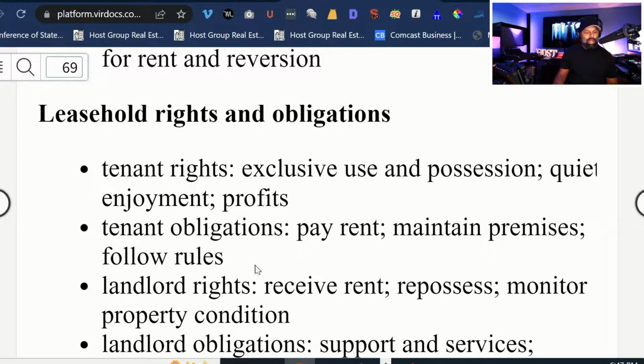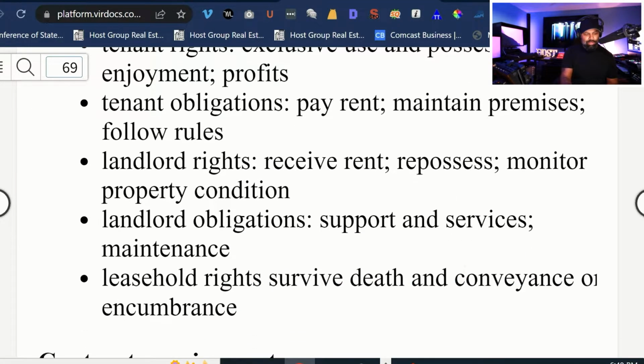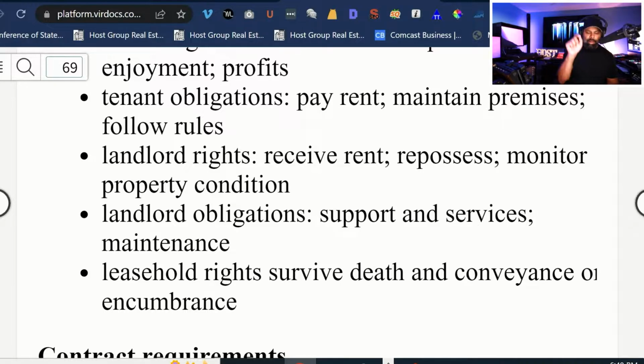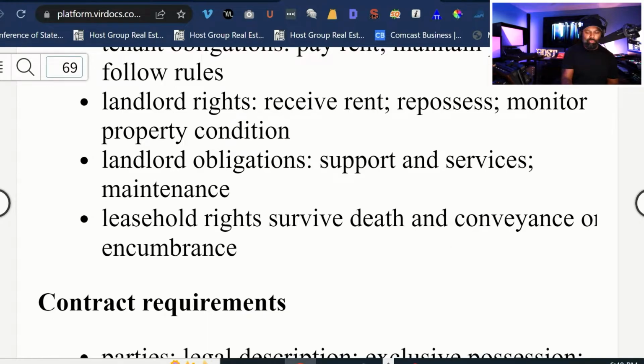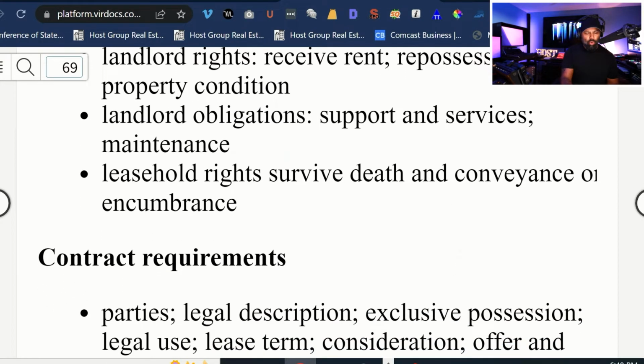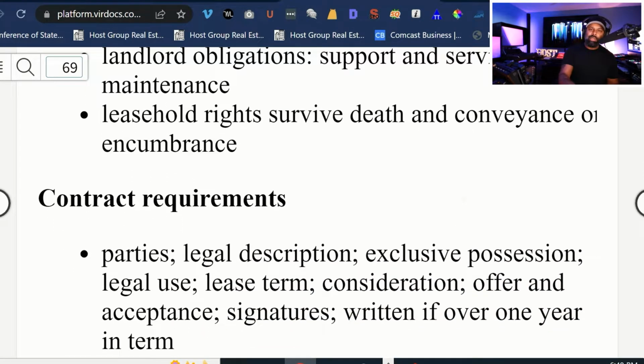The landlord rights and obligations. So the leasehold rights and obligations: the tenant has exclusive use and possession, quiet enjoyment, and the ability to profit from the property. Tenant obligations: they have to pay rent, maintain the premises, and follow the rules. Landlord's rights: receive rent, repossess, monitor property condition. Landlord's obligations: support, services, and maintenance. Leasehold rights survive death and conveyance or encumbrances, unless it's a tenancy at will.